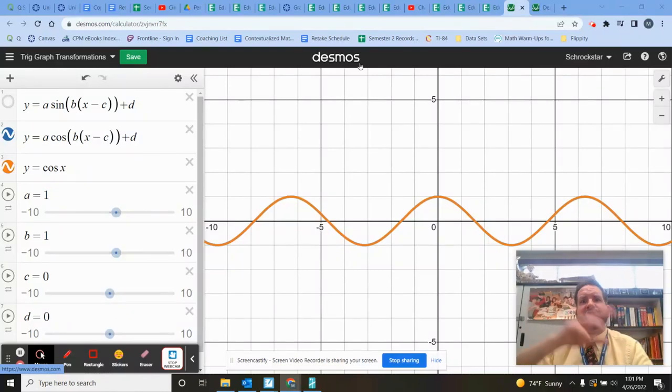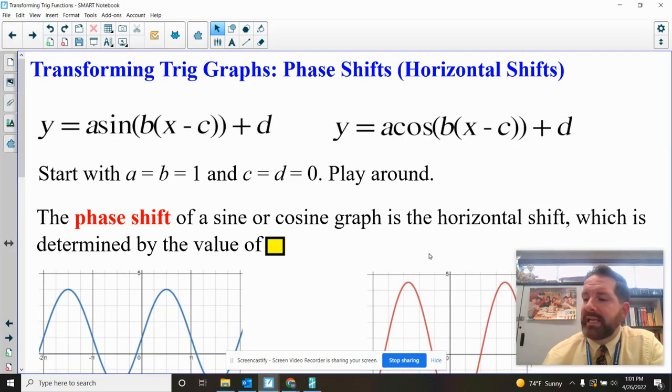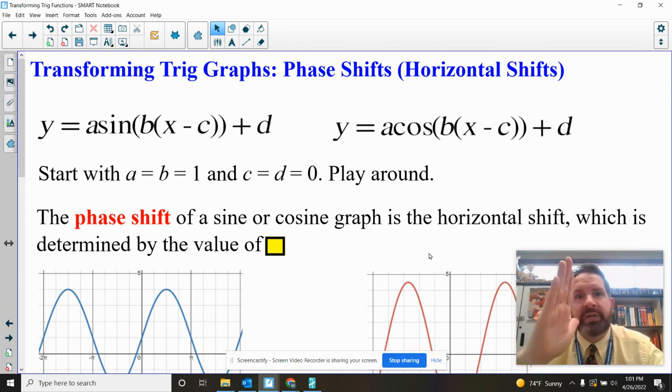So we've looked at stretching horizontally and vertically. We've looked at shifting vertically. It is now time to examine those horizontal shifts. Now, just so you know, when we are dealing with sines and cosines and other trig functions, those are very often referred to as phase shifts. That means the same thing as a horizontal shift, just moving your graph to the side.